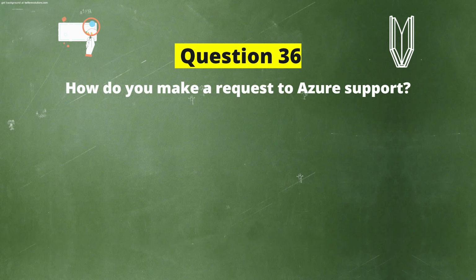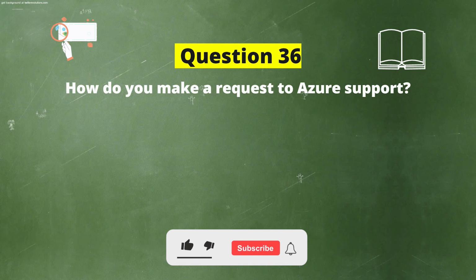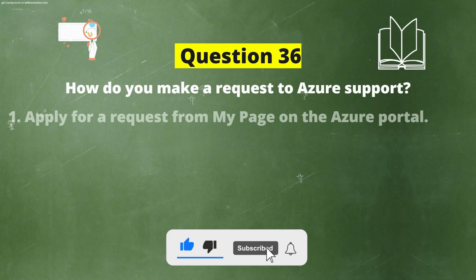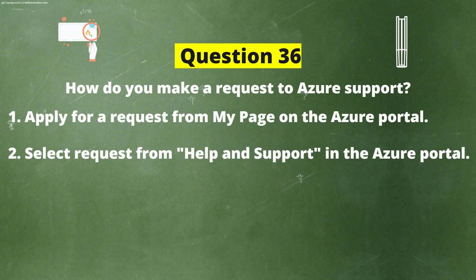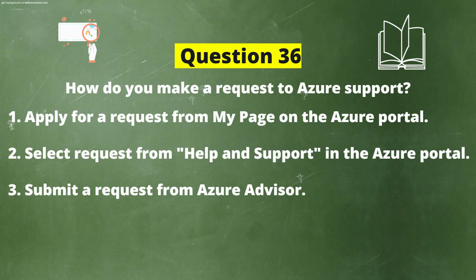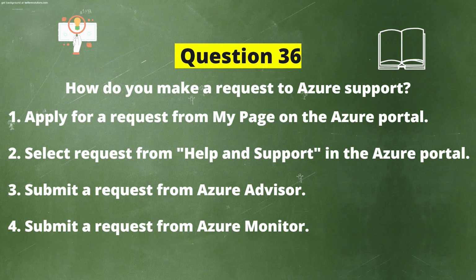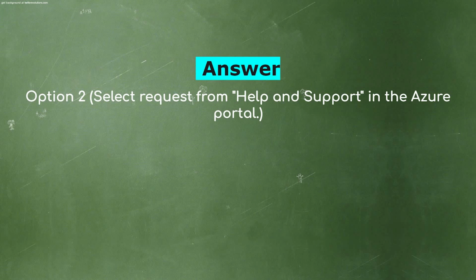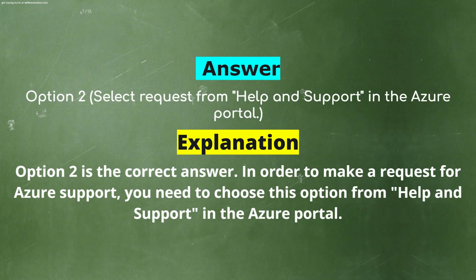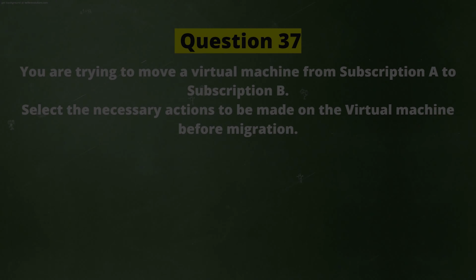Next question. How do you make a request to Azure support? And the options are 1. Apply for a request from My Page on the Azure portal. 2. Select request from Help and Support in the Azure portal. 3. Submit a request from Azure Advisor. 4. Submit a request from Azure Monitor. And the correct answer is option 2. Select request from Help and Support in the Azure portal. Explanation. Option 2 is the correct answer. In order to make a request for Azure support, you need to choose this option from Help and Support in the Azure portal.